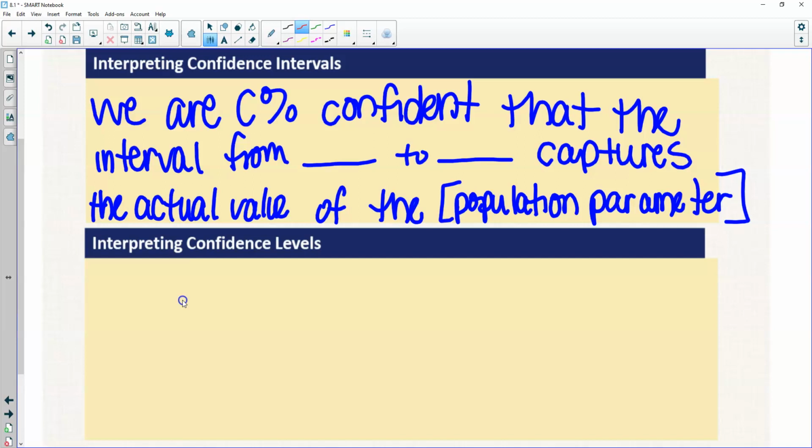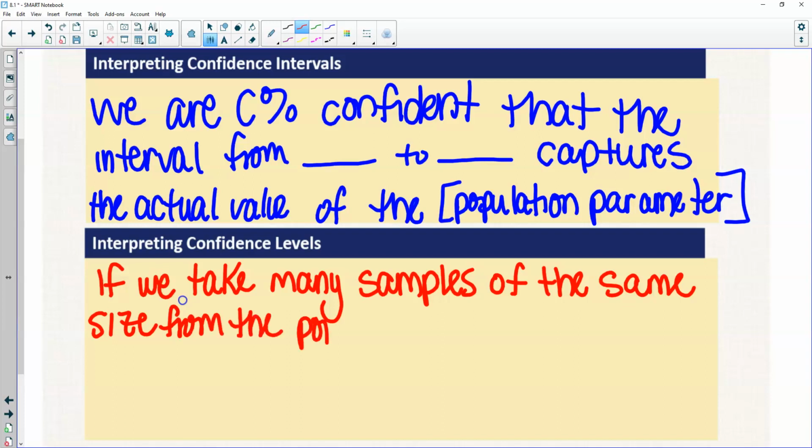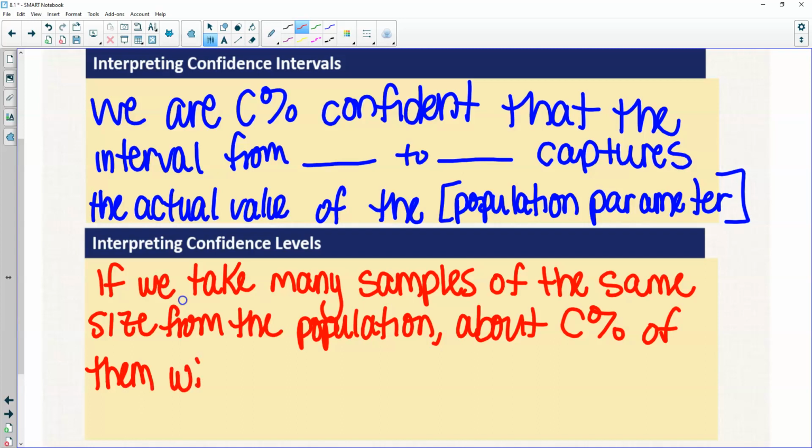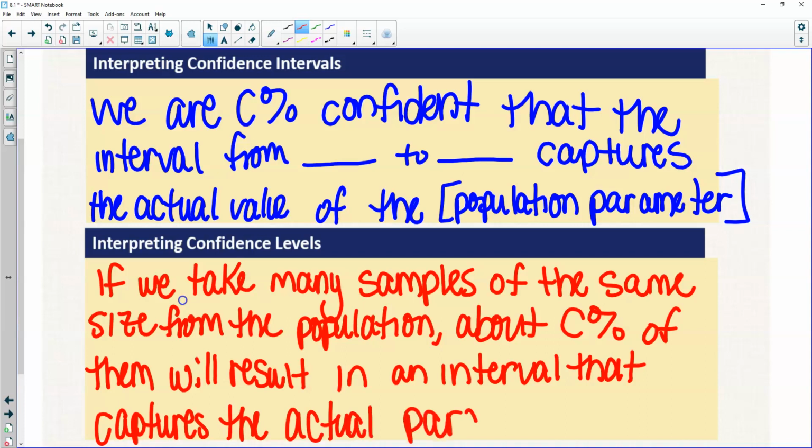And then if we were interpreting the level as opposed to the interval itself, we would say if we take many samples of the same size from the population, about 95% of them, or we'll put C% of them because it could vary, will result in an interval that captures the actual, and again, this is just the parameter value, which we'll have in context. We'll put that in brackets again to indicate we need to put that in context.